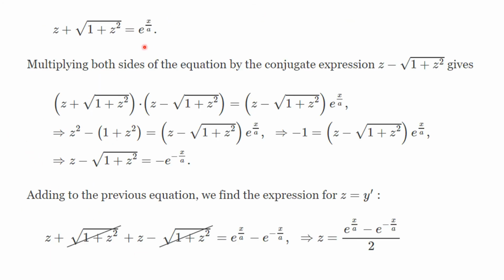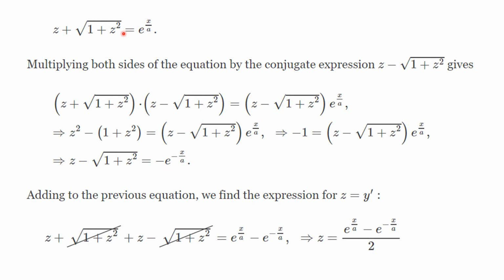Again, we're going to use that. Now, if we multiply both sides by the conjugate, z minus the square root of 1 plus z squared, we're going to get z squared minus 1 plus z squared. The z squareds will cancel, so I will get minus 1 is equal to, here's the conjugate times that. So if I solve this, then I find that z minus the square root of 1 plus z squared is minus e to the minus x over a.